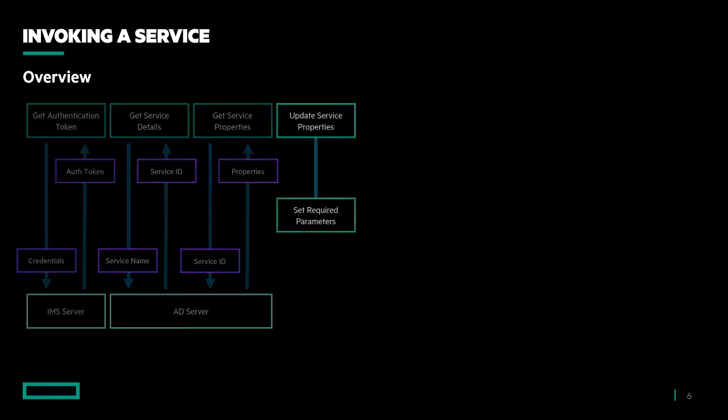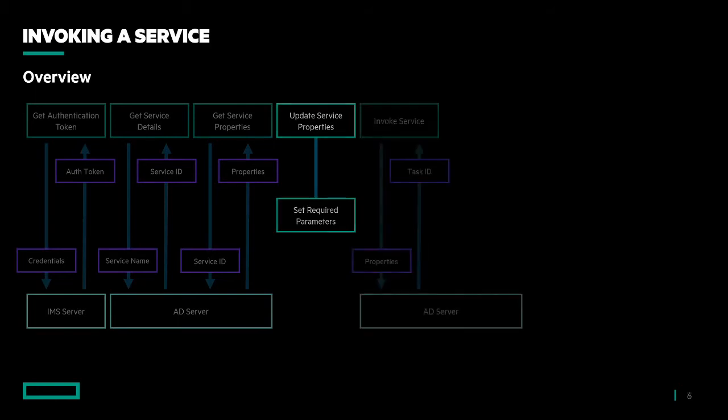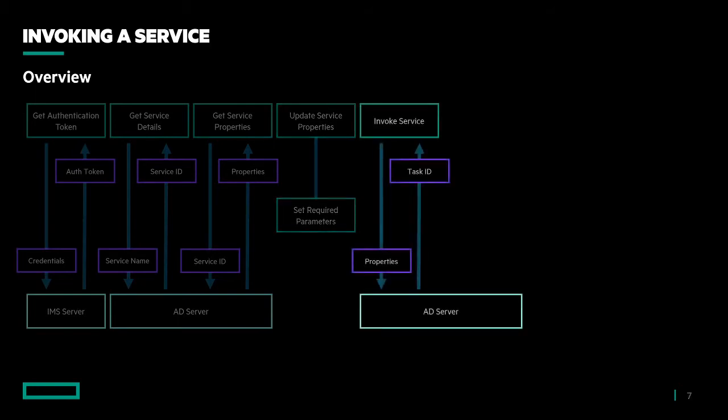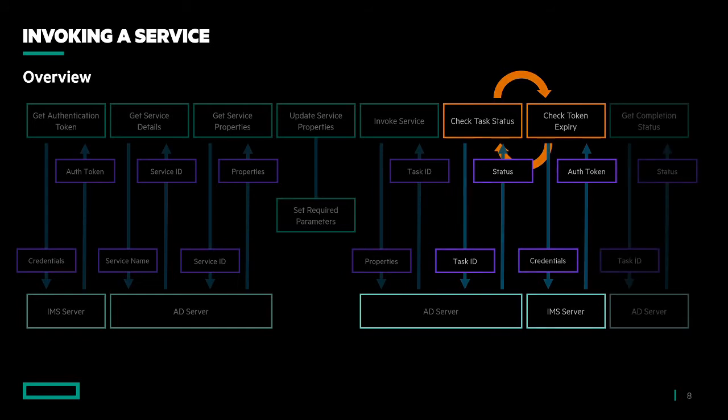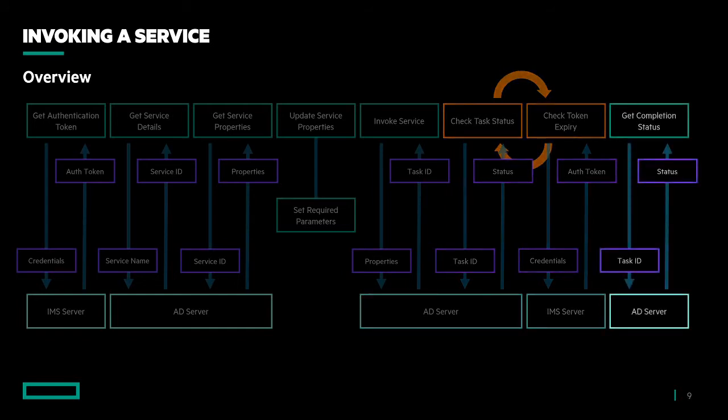We modify the properties, setting the parameters as needed, and we submit our request to invoke the service and include the service properties we have just updated. In response, the Automation Director server returns the task ID. We then monitor the task to completion, whilst making sure the authentication token has not expired. When the task enters a state of either completed or failed, we move to the last step. Finally, we obtain the task completion status.